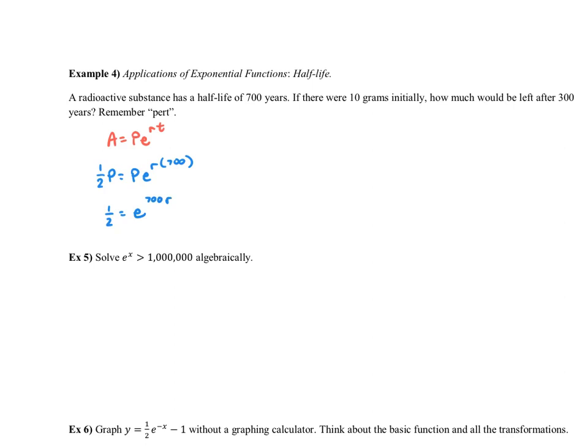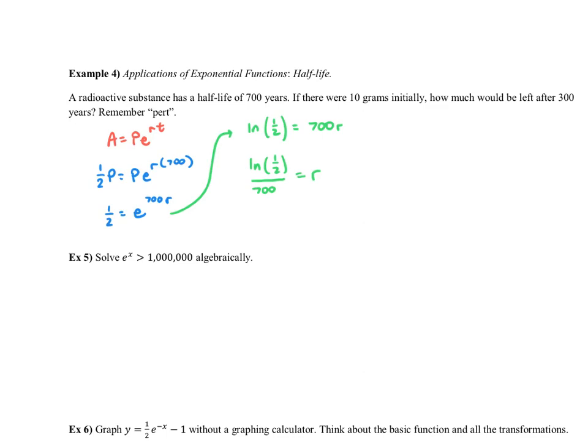Now again, logarithms exist in order to calculate exponential variables. And so in this case, we're going to turn this into a logarithmic equation. So we have the natural log of 1/2, which is equal to 700 times r. So we've accessed the exponent through this logarithm, and then we just divide by 700, and we have our value of r. And I'll just leave it general like that for right now.